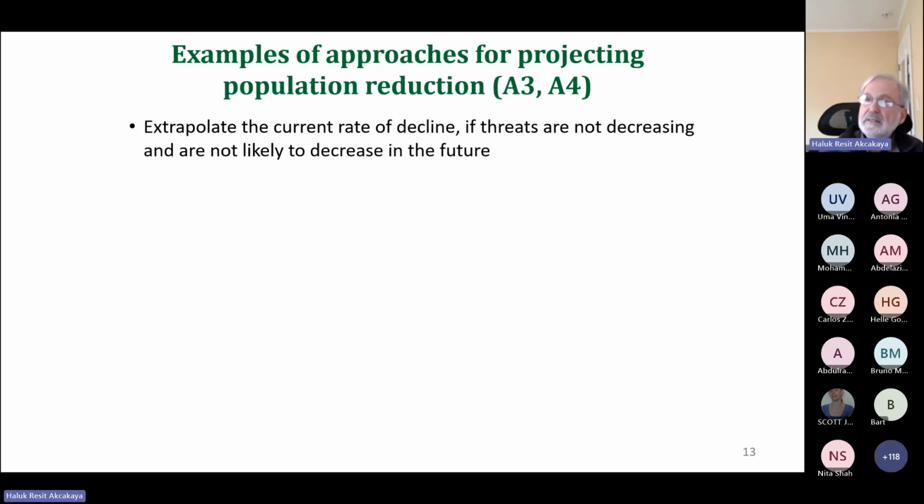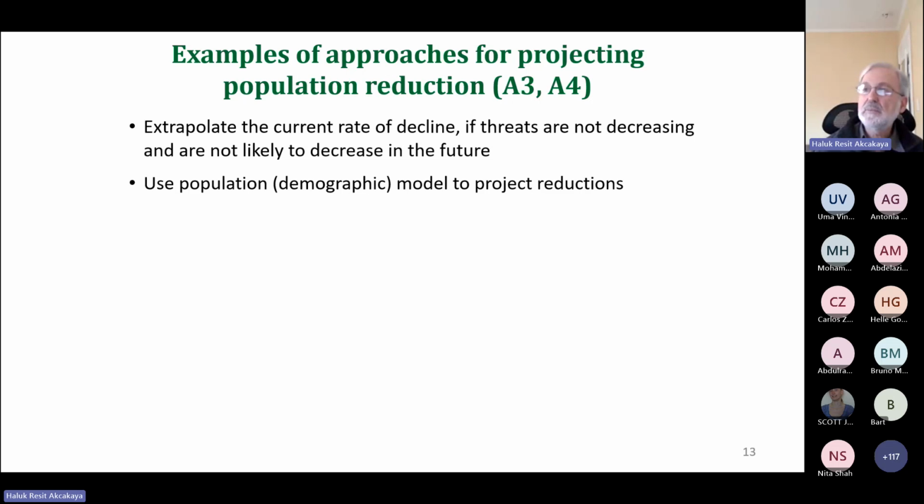So one way is to extrapolate the current decline. If there is information that leads you to infer that threats are not decreasing and are not likely to decrease in the future, in that case, it is legitimate to extrapolate the current rate of decline statistically to say that if there has been X percentage decline in the last one generation, we expect a similar percentage decline in the next one generation.